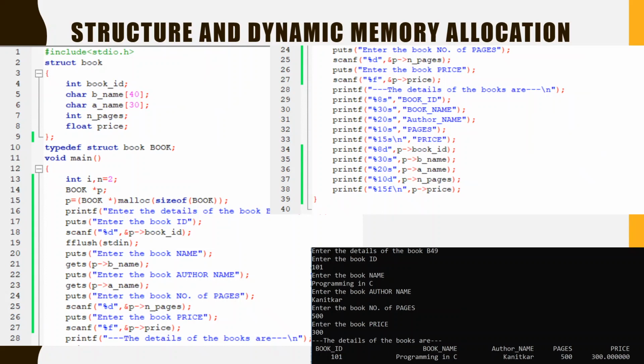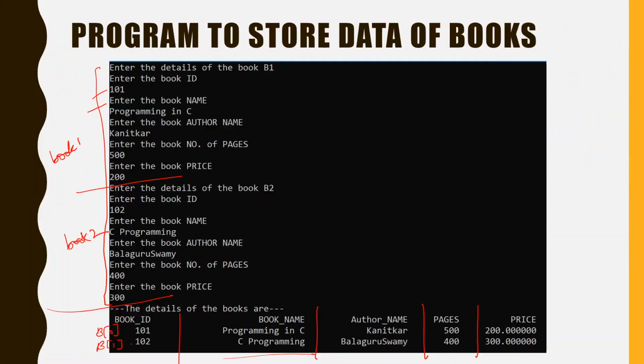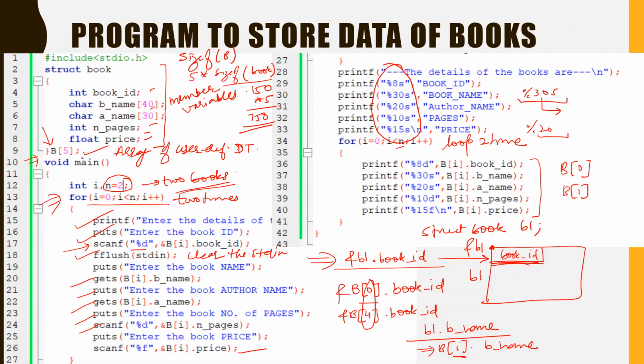Okay, now let us see how to use dynamic memory allocation with structures. Here we have seen that pointers can be created to structures. So obviously, in this example, we have created an array of 5 books, but we utilized only 2 books. So this can be a memory wastage because structures can have a very large size.